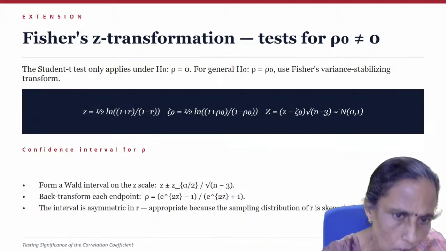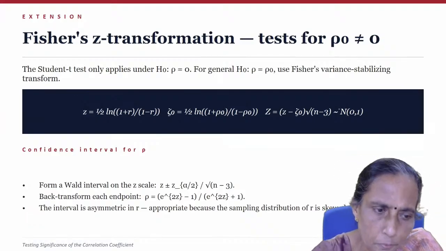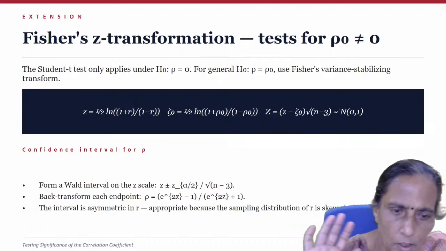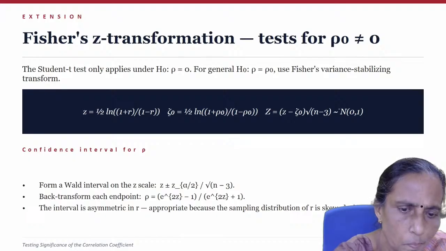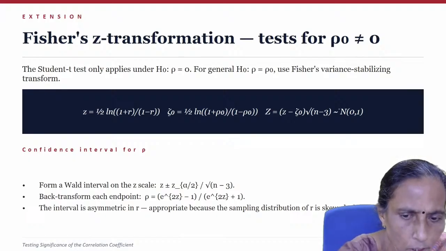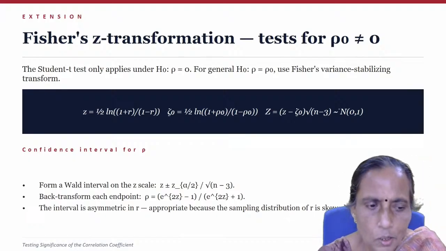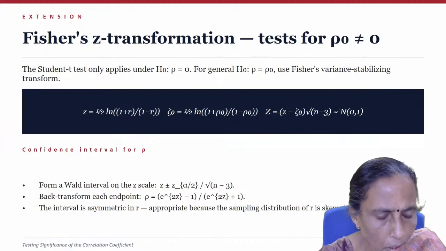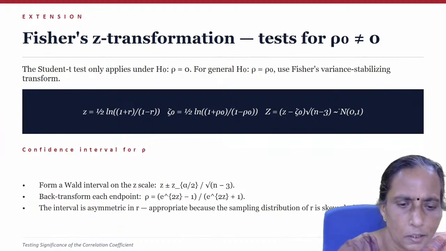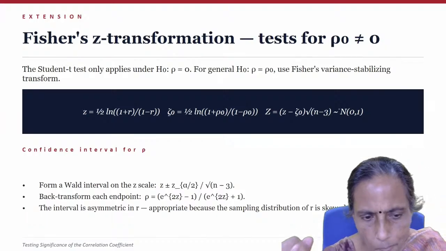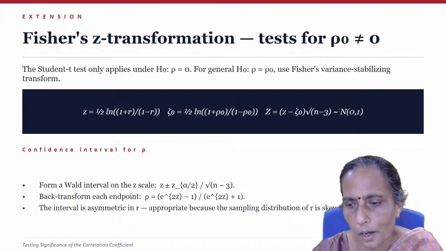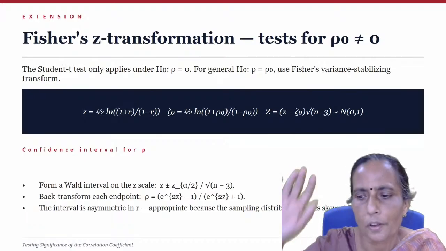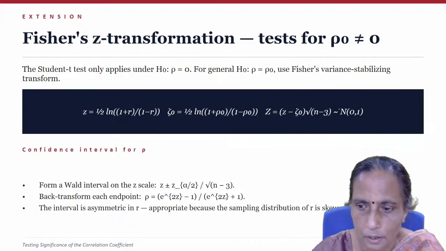So the confidence interval for rho is a Wald interval on this Z scale: Z plus minus the Z value at alpha by 2 into root n minus 3, and back transform each endpoint like this. The interval is asymmetric in r, which is appropriate because the sampling distribution of r is skewed when the absolute value of rho is very large.